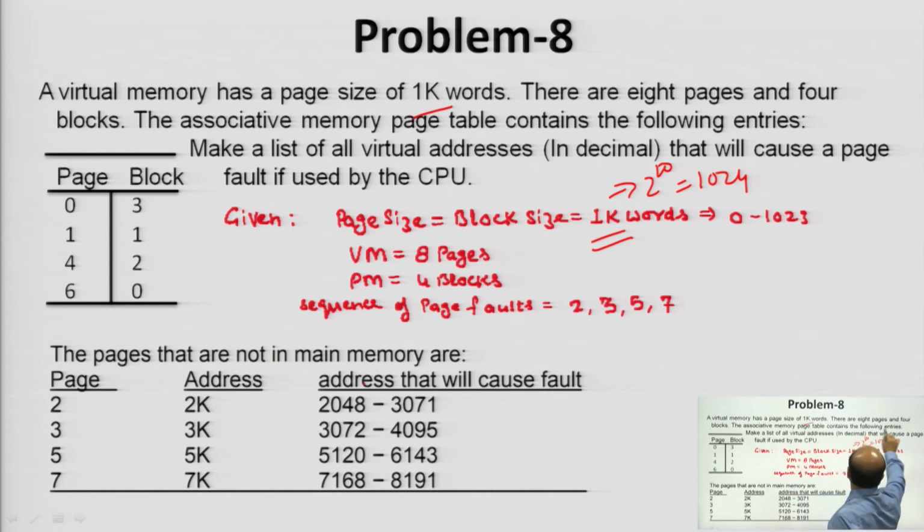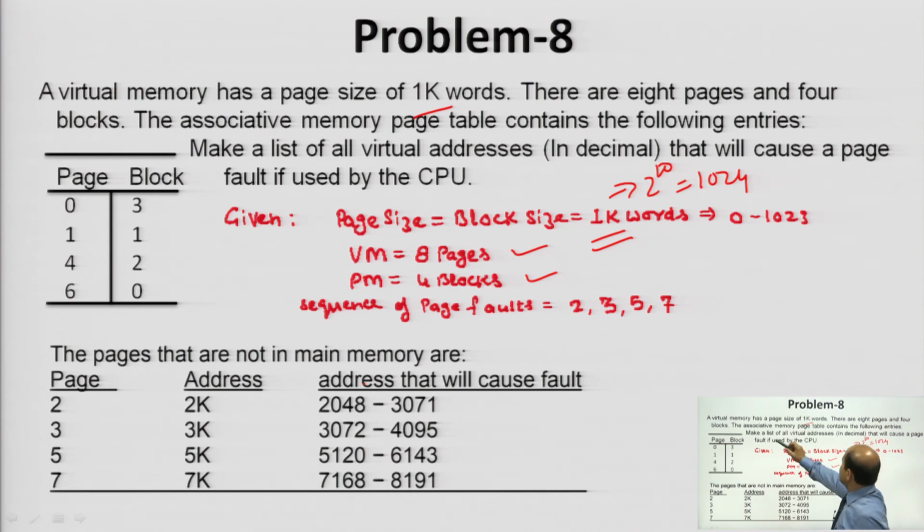Now, there are 8 pages and 4 blocks. So, virtual memory equals 8 pages and physical memory equals 4 blocks, because virtual memory is divided into a number of pages and main memory is divided into a number of blocks. That is why 8 pages are assigned to virtual memory and 4 blocks to memory space. So, at a time only 4 pages can reside in blocks, that we can understand.